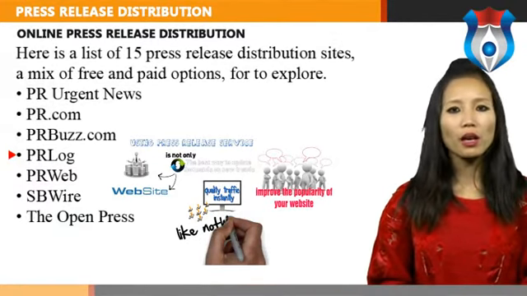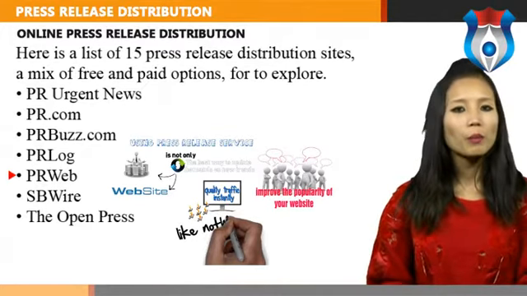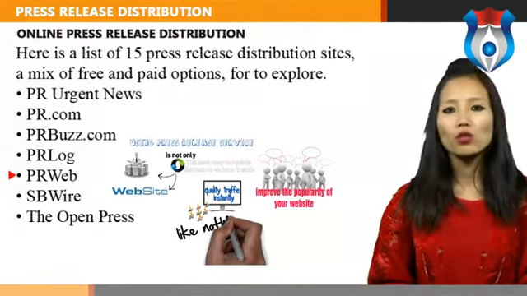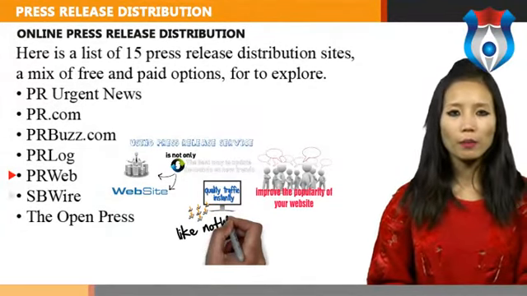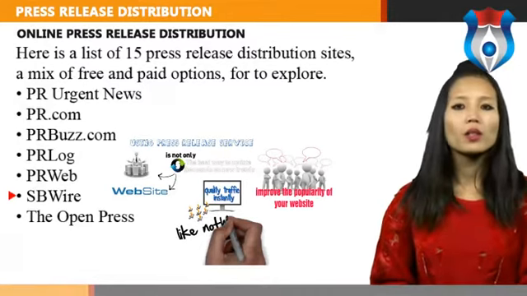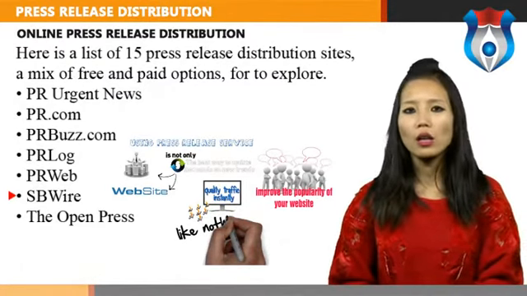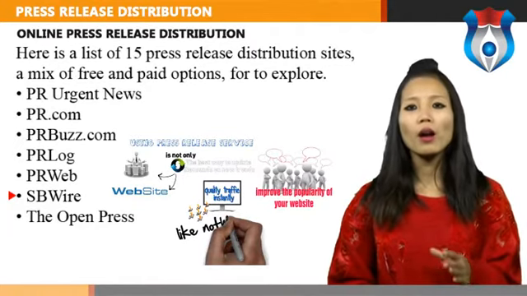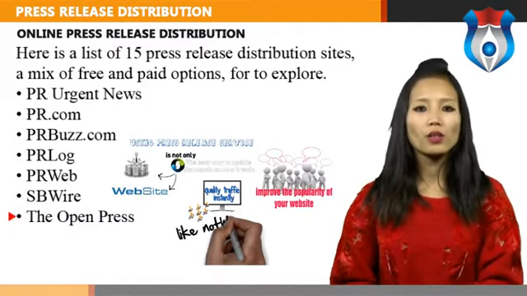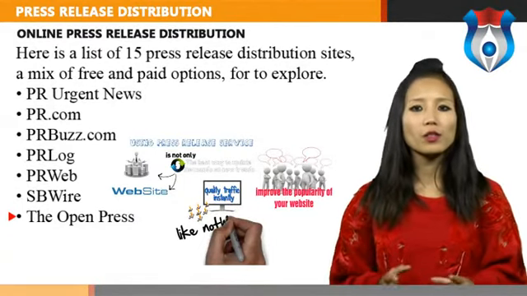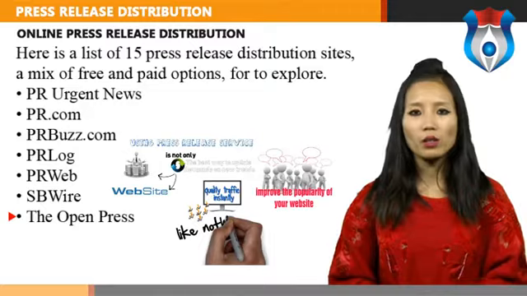Body creates a PDF version of the release and allows submitting to specific categories. PR Web, a paid service that distributes to numerous sites and lets you track and analyze results. SB Wire, a paid service that allows you to submit releases for geographical and industry targeting. They also distribute releases via RSS to numerous third-party sites. The Open Press, a free and paid service that distributes press releases to numerous websites, blogs and RSS feeds.